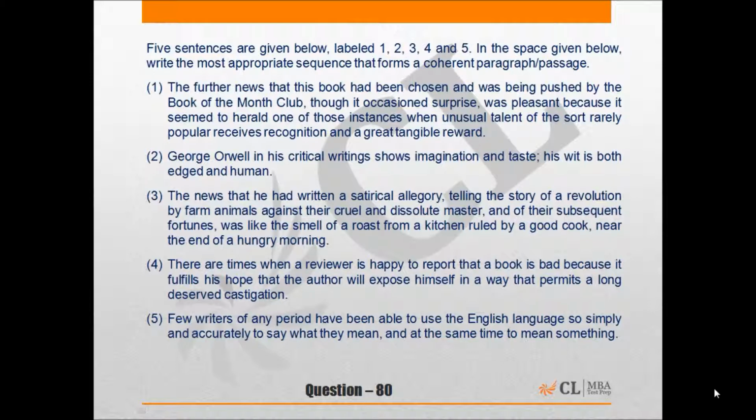The remaining sentence is 4. Now 4 says that a reviewer is happy to report that a book is bad because it fulfills his hope that the author will expose himself in a way that permits a long deserved castigation. This is a slightly negative statement. This cannot come before 2, 5, as 2, 5 are positive statements about George Orwell. It could come between 2, 5 and 3, 1, but 3, 1 also continue the positivity. So the only place where it can come will be after 3, 1.